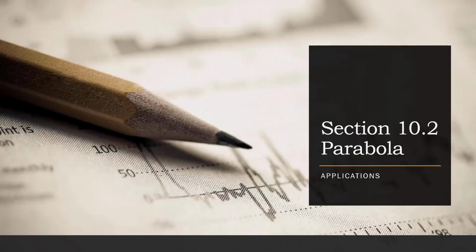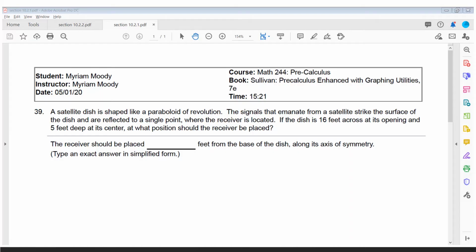I got some applications. Okay, so let's talk about some applications of the parabola. Let's look at this first example. We have a satellite dish in the shape of a paraboloid of revolution. The signal that emanates from a satellite strikes the surface of the dish and is reflected to a single point where the receiver is located. If the dish is 16 feet across at its opening and 5 feet deep at its center, at what position should the receiver be placed?